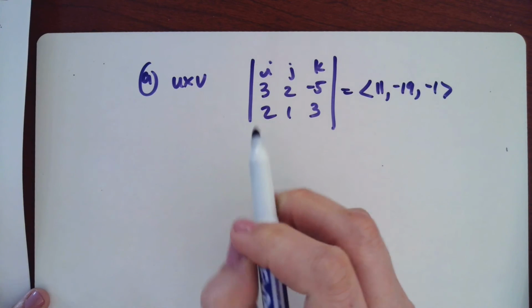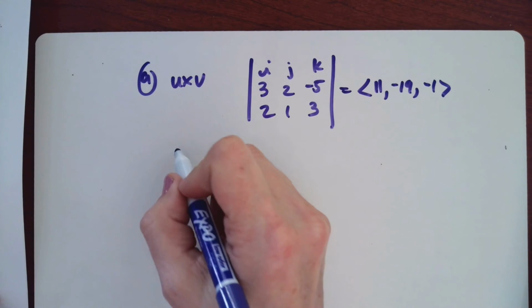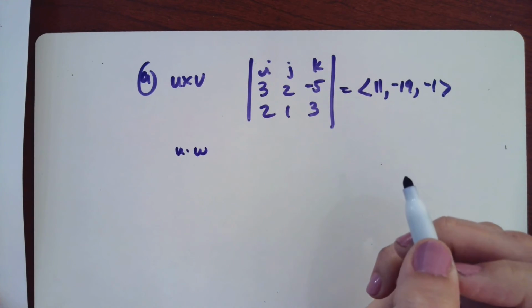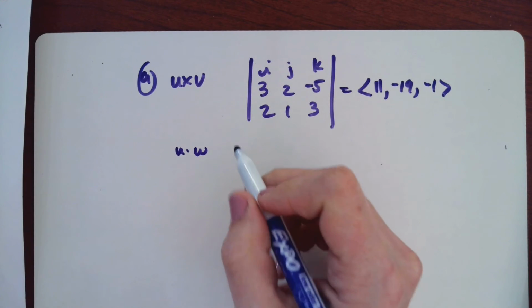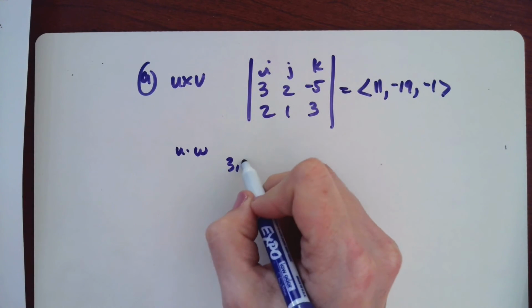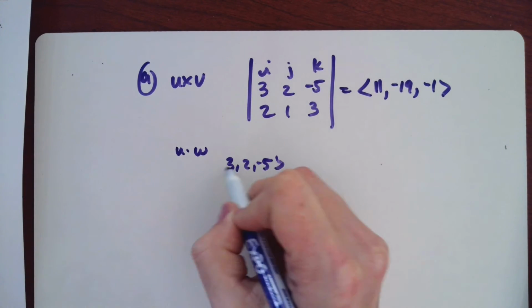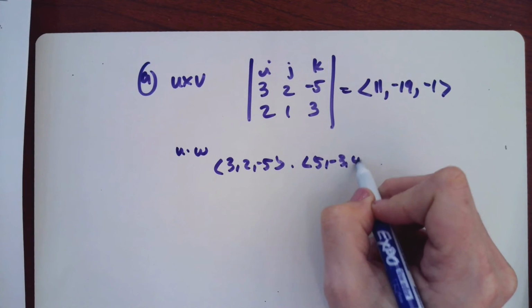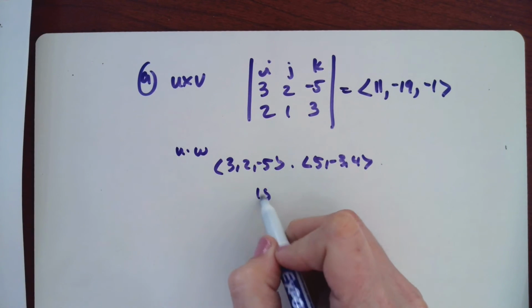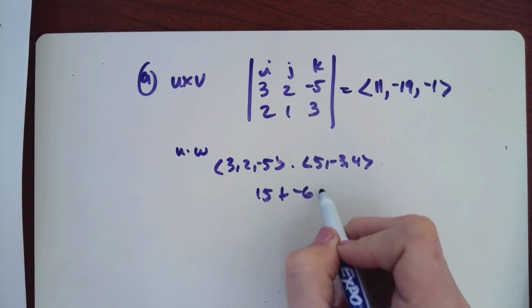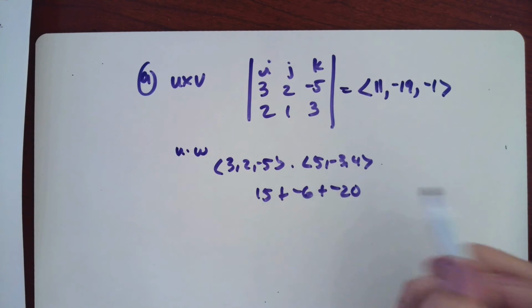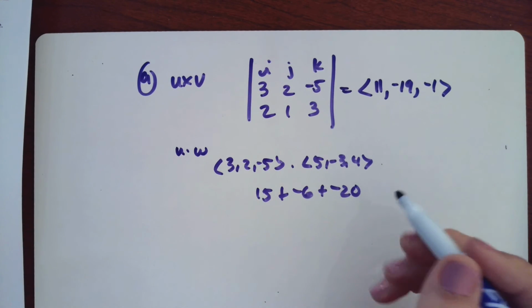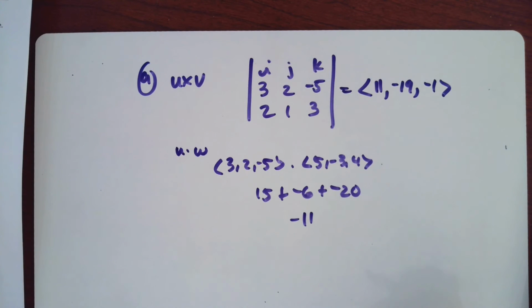These two. All right, so part B asks you to do u dot w. Well, let's see. u is this guy right here, 3, 2, negative 5. I am dotting that with w given, 5, negative 3, 4. So let's see, we get 15 plus negative 6 plus negative 20. So negative 11.